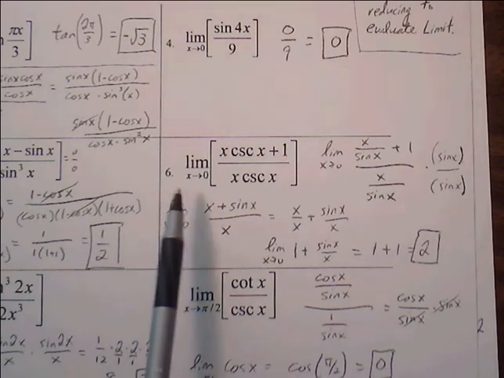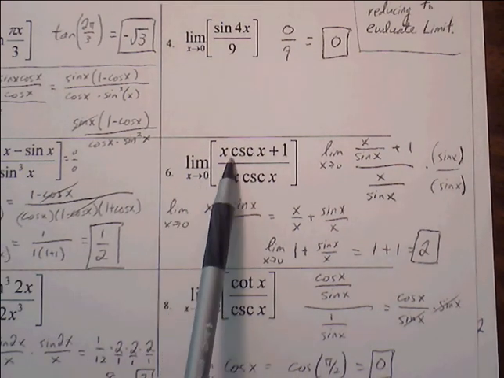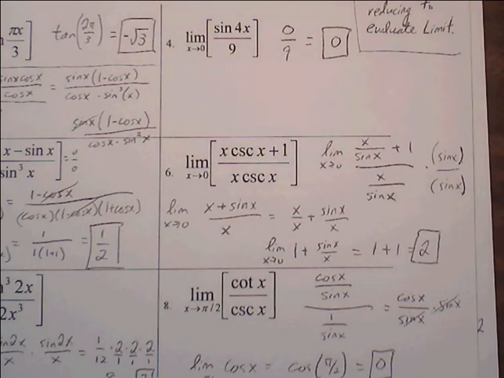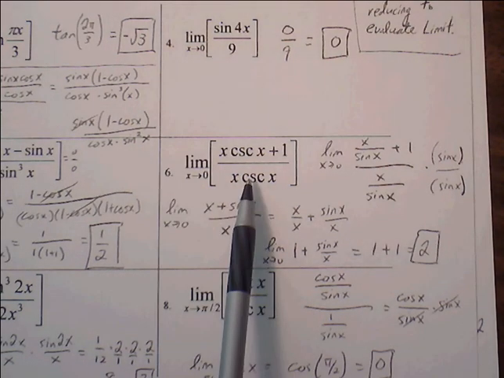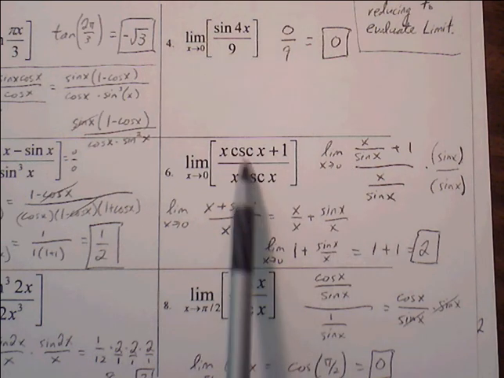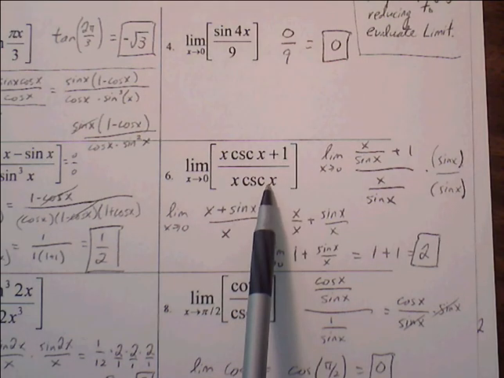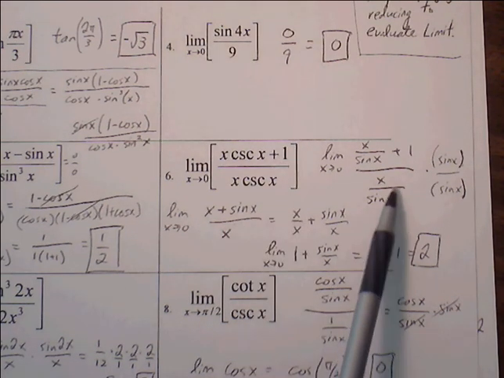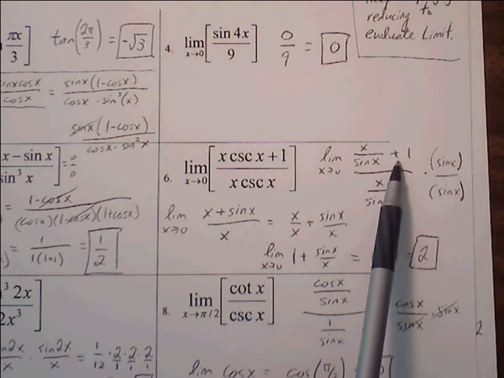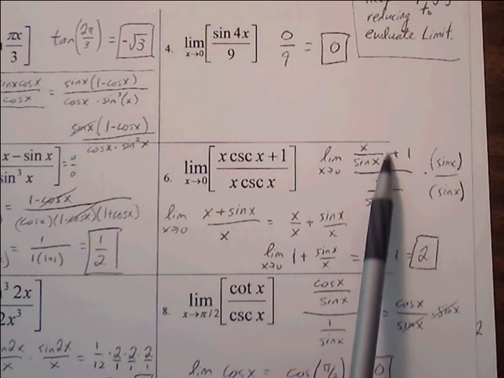Number 6, if we plug in 0 into the expression, we get 0 over 0, so that tells us that we can keep working with the problem. Okay, so from here, we can convert everything to be sine and cosine. So I'm going to rewrite this as x over sine x plus 1 all over x sine of x. Notice that I can't cancel these terms out because x over sine x is attached to the plus 1. There's a plus sign here.